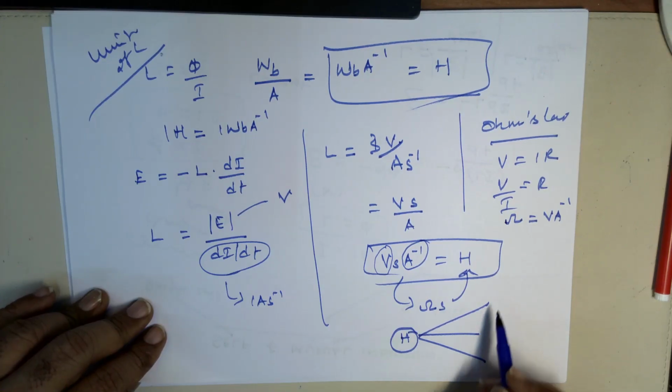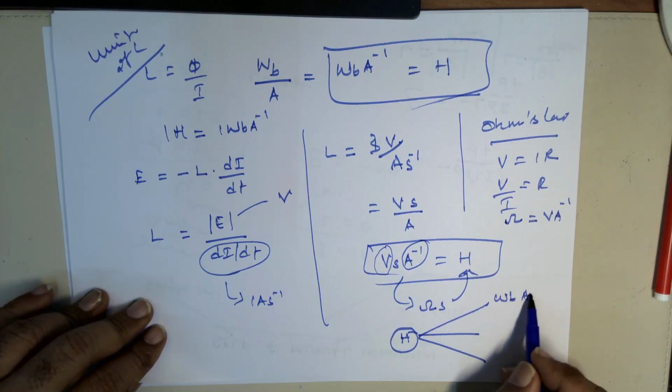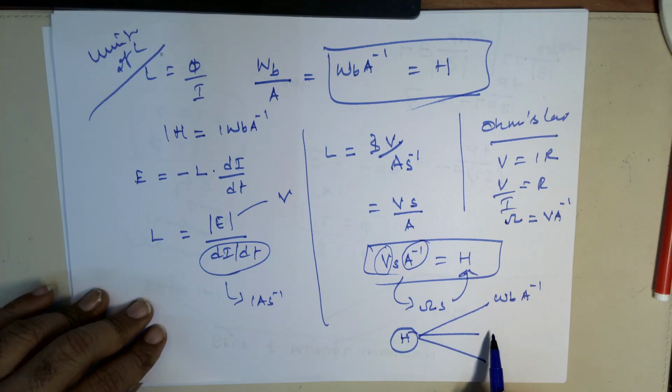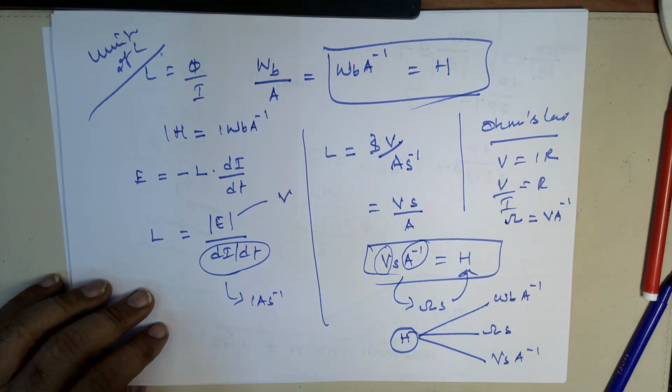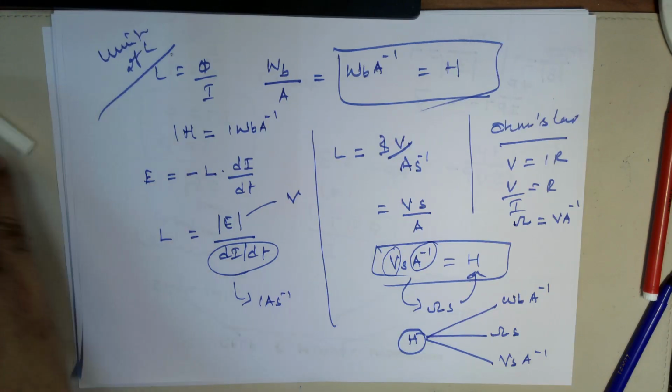What are those? One is Weber per ampere. Another is ohm second, volt second per ampere. Okay. So likewise, you can have three units.